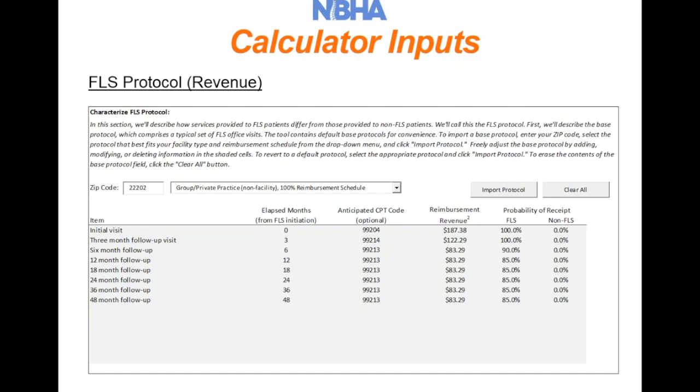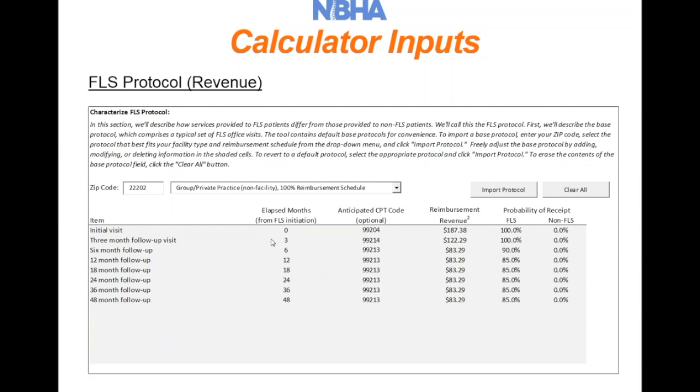The base protocol is composed of the office visits with the FLS coordinator. And so what the user would do here is enter their zip code and select their reimbursement schedule, and our calculator has 4 default reimbursement schedules, 2 for facilities and 2 for non-facilities, each at 100% and 85% of the physician's reimbursement schedule, or the physician fee schedule. So the user would enter their zip code, select their reimbursement schedule, and hit import protocol, and that information will be populated down here.